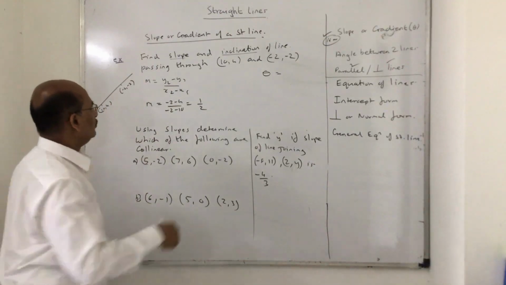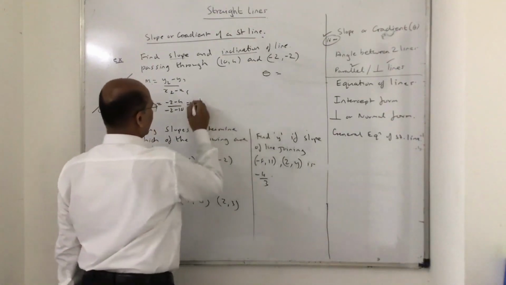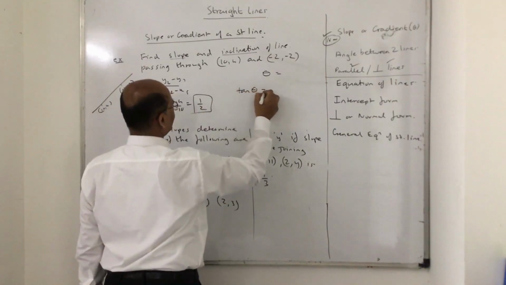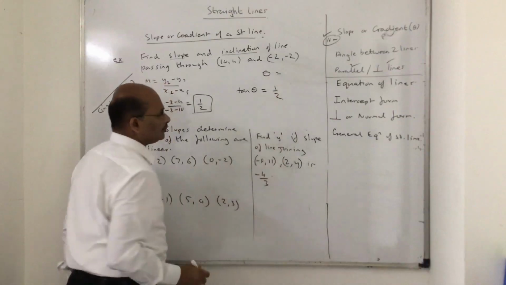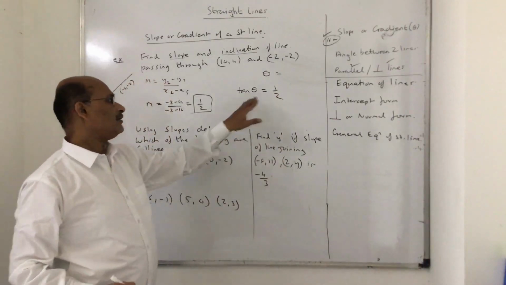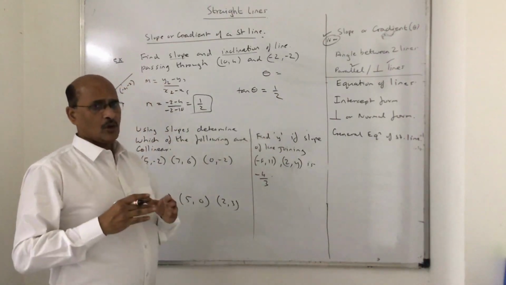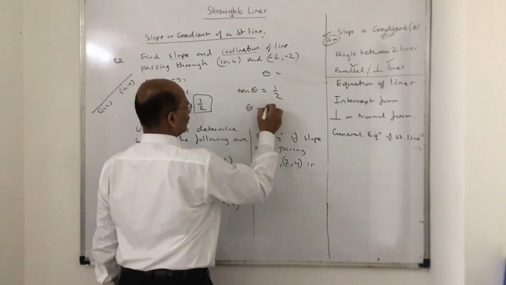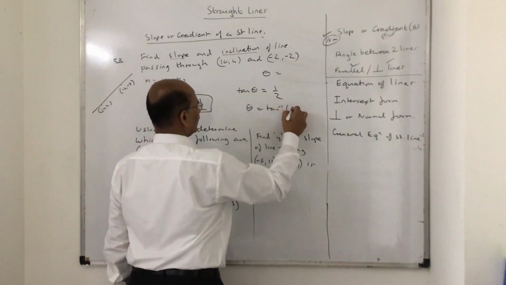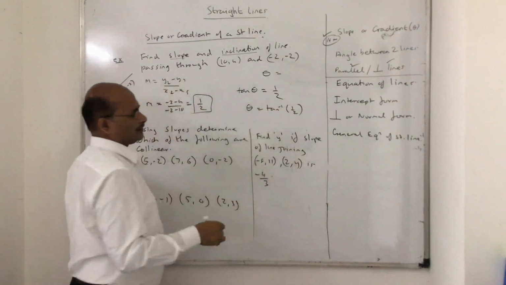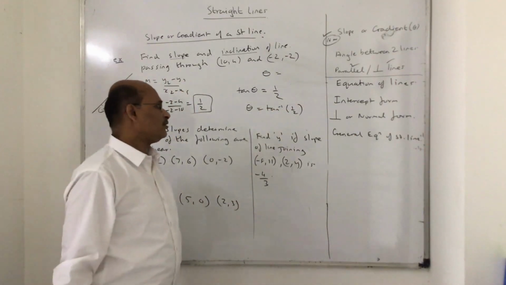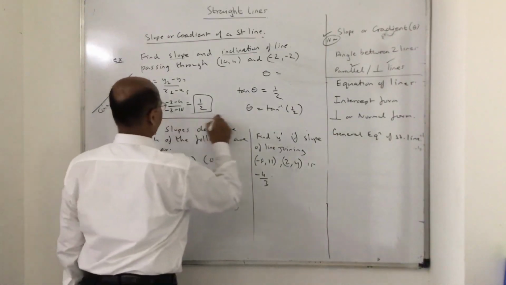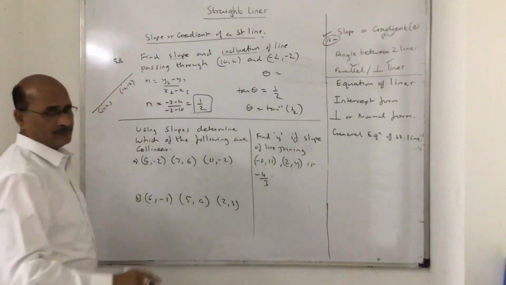Fine. Now they ask me inclination. So I got the slope here. So tan theta, what is this? Tan theta is 1 by 2. Now tell me, tan theta is 1 by 2, so what will be theta? It will be tan inverse 1 by 2. Now this is in fact not a standard angle in tan, so I keep it as it is. So this is basically example 1.